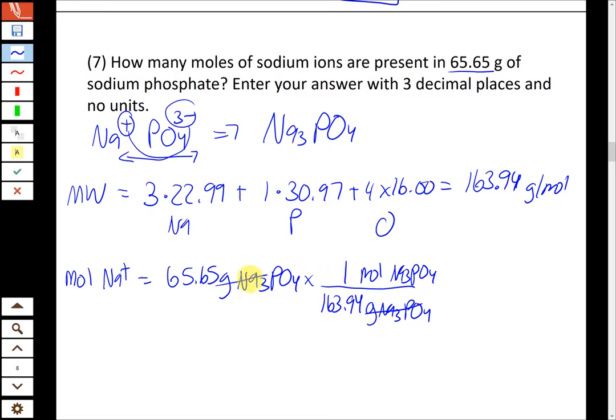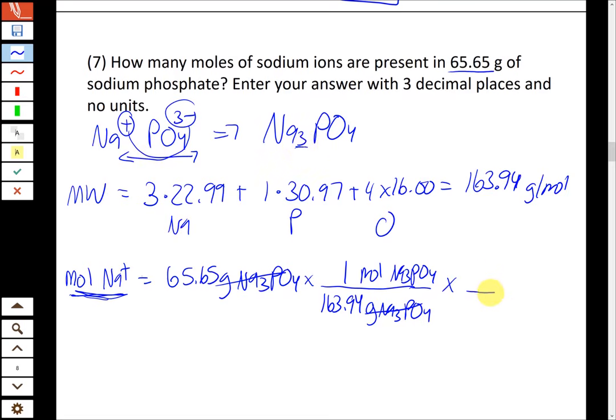So grams cancel out. Now this is the part where a lot of people would stop the problem. They would just divide these two and call it a day. But what we're looking for, again, is moles of sodium ions, Na+, in the formula, not the total moles of Na3PO4. So for that, if we want to find the number of moles of an individual ion or an individual atom in the formula, we need to look at the formula. And the formula, again, has 3 sodiums in it.